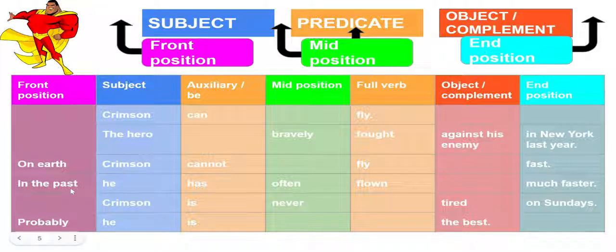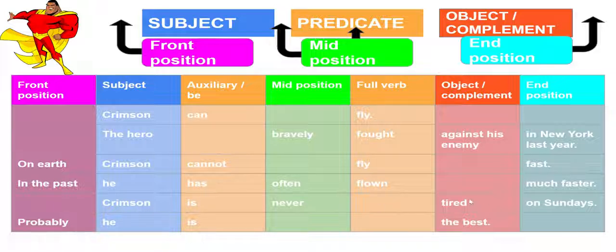Next sentence: In the past, an adverb of time, he has often flown much faster. Often, in mid position, between auxiliary and the full verb, is an adverb of frequency. So this is the adverb of frequency's normal place, mid position. In end position, we have much faster, which again is an adverbial of manner, okay, appearing in its normal space, the end position.